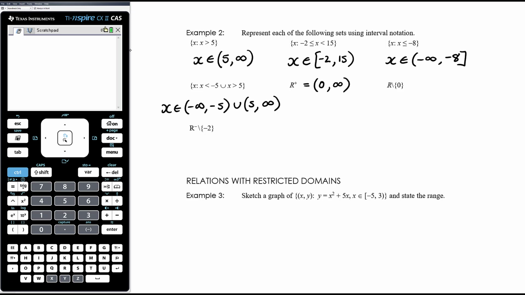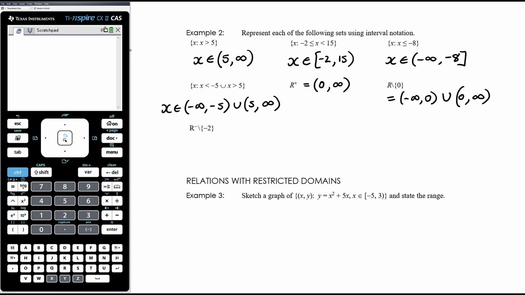R excluding 0 as an interval is equal to negative infinity up to 0, not including 0, union from 0 up to infinity. So it's everything from negative infinity up to infinity except for the 0. So it's really just 0 that's been excluded in the middle there.